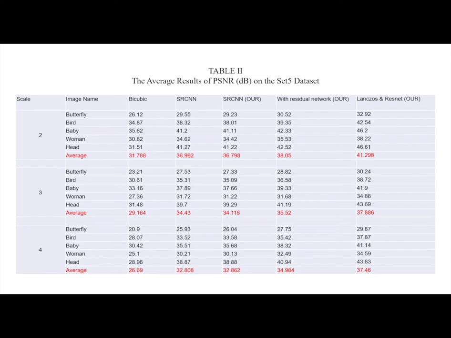And from Table 1, we know that the Lanczos interpolation method has the best performance, so we try to use this method to pre-process the dataset and then train the new input with the residual network. The column Lanczos and ResNet results show that this combination has better performance. It proves that better pre-processing input leads to better results.